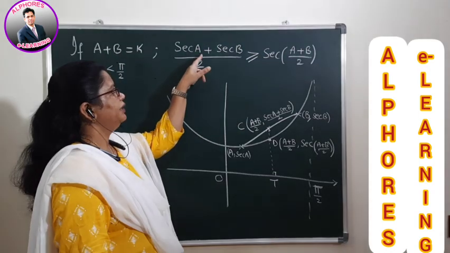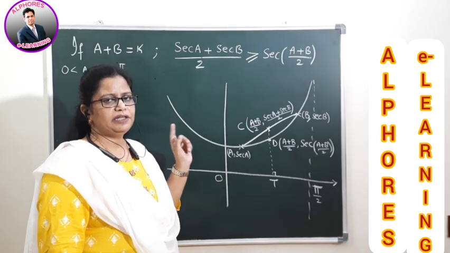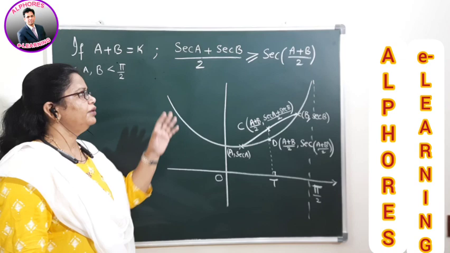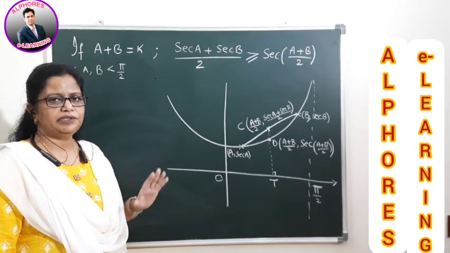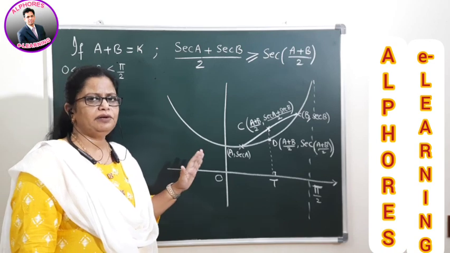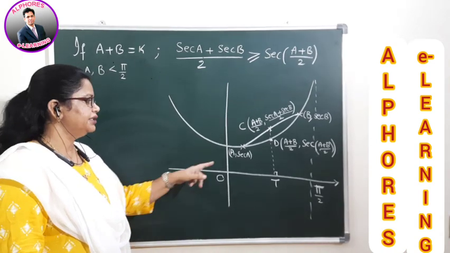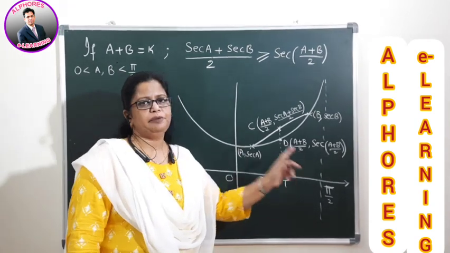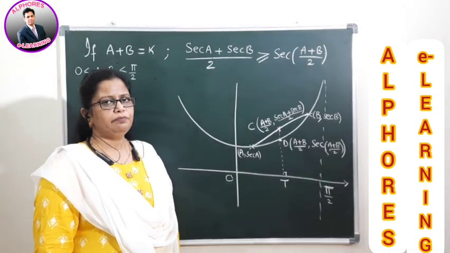Now let us observe, students. Suppose only two angles are given in the data, those are secant A and secant B. How can you write this kind of inequality? It is very easy, students, if you have a little bit of knowledge about the graph of the function. So this is the secant graph which we can observe here, drawing from 0 to pi by 2 only, because our interest is angles between 0 and pi by 2.